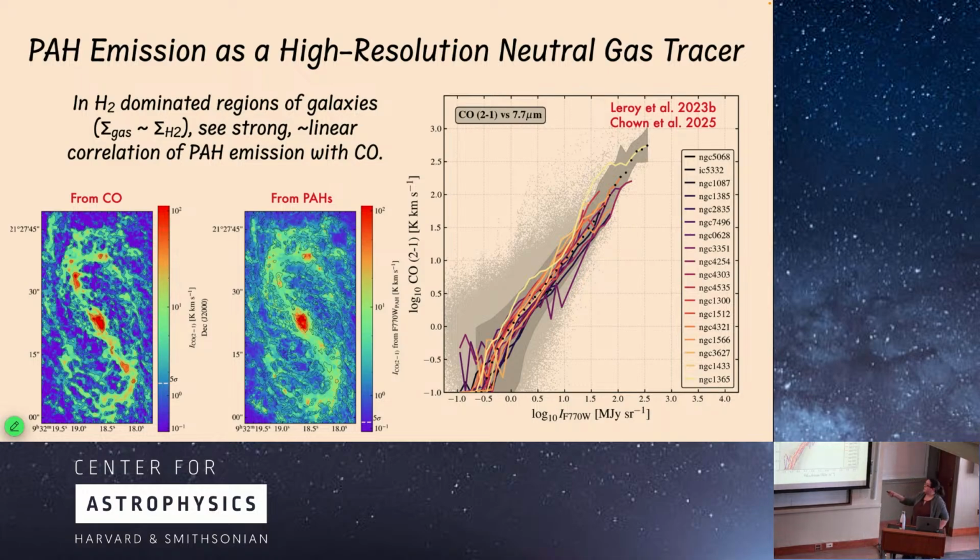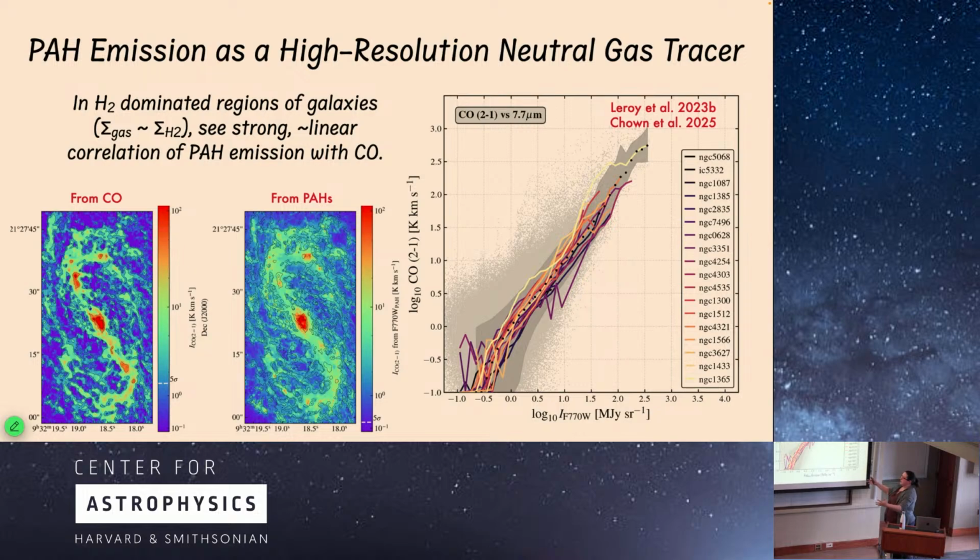So here we see a quite nice linear correlation between the CO emission and the PAH emission, suggesting that we have a great tracer of the gas mass surface density. And here you can see a comparison of the map you would make from CO and the same map you would make from the PAH emission, just using this correlation.